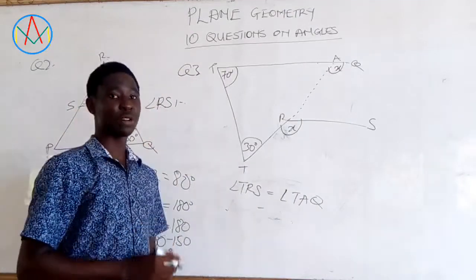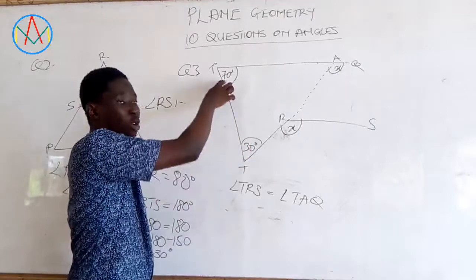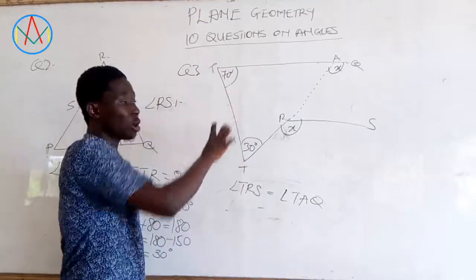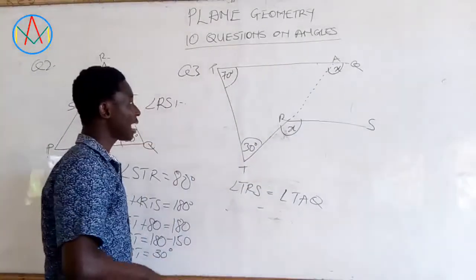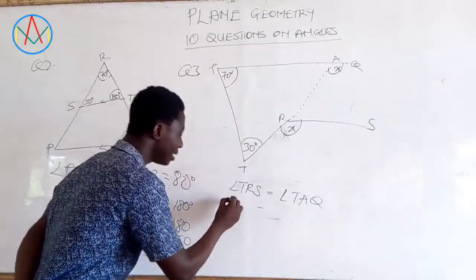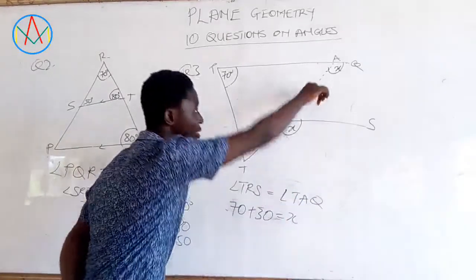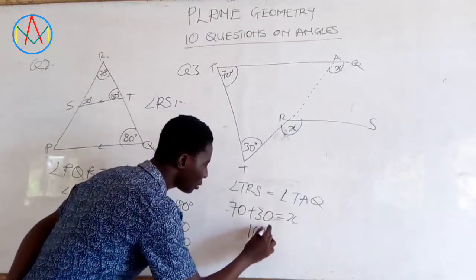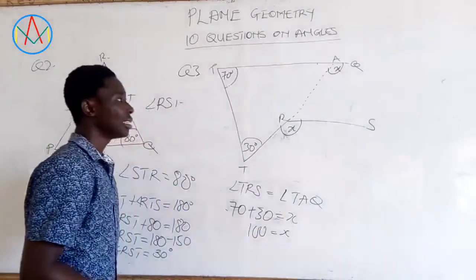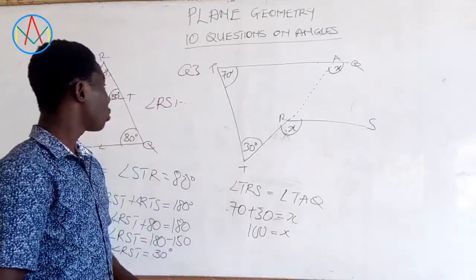Now we have one property of a triangle which states that the sum of two opposite interior angles of a triangle is equal to one exterior angle. So with this property, we can add 70 to 30. 70 plus 30 equals X on our exterior angle, which we are going to get 100 is equal to X, and that is the value for X. So let's move on to question number 4.